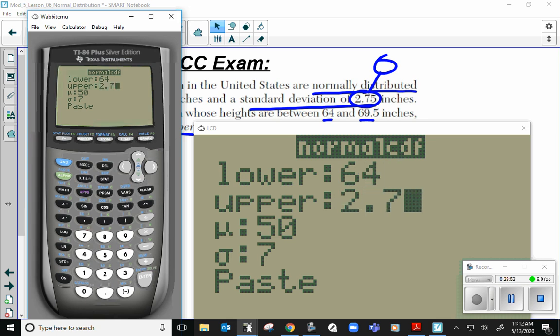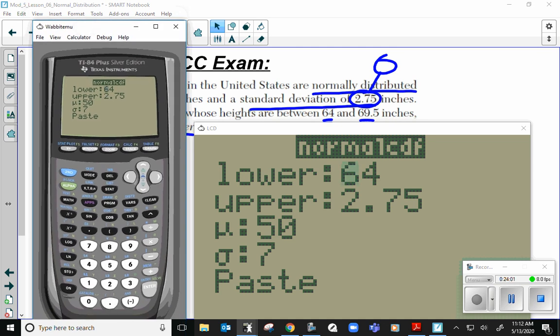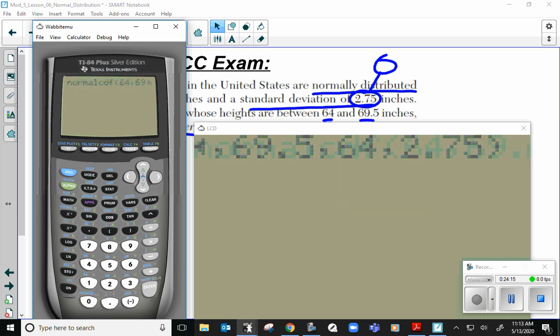2.75 was my standard deviation. Of course, I'm putting that in lower and upper, so I should change that. Wow, my mean and my lower, or my min, are the same value, 64. My upper is 69.5. That was coincidental. Now my mean happens to also be 64, and my standard deviation is 2.75. I paste that on there and hit enter.